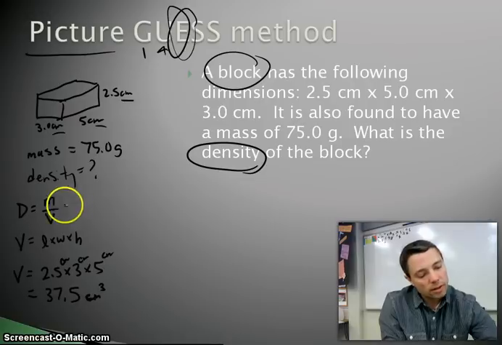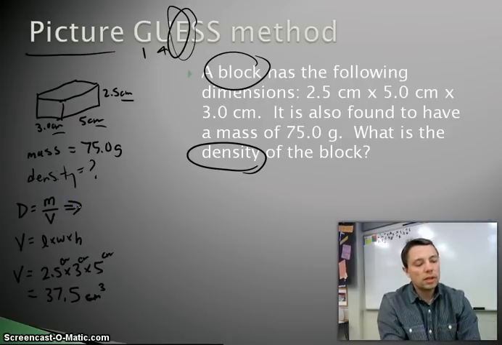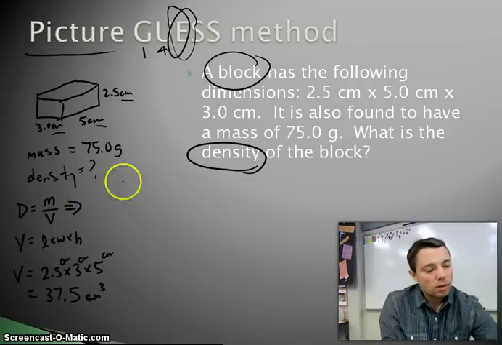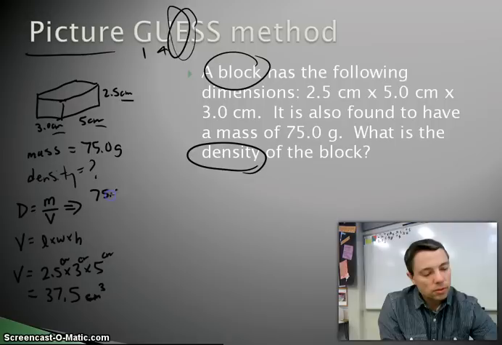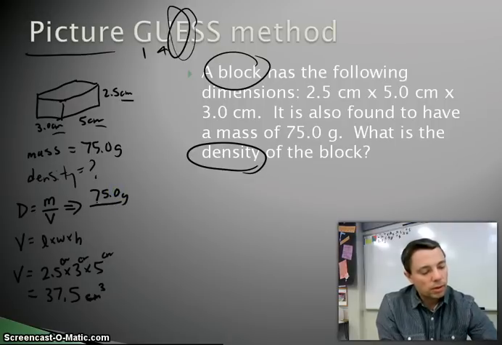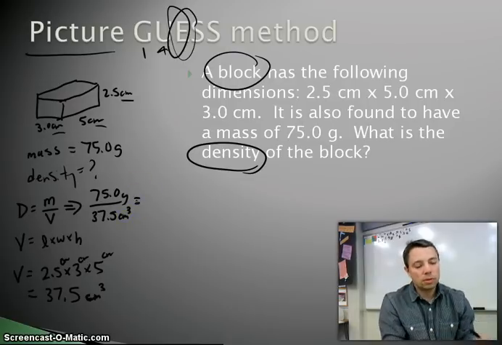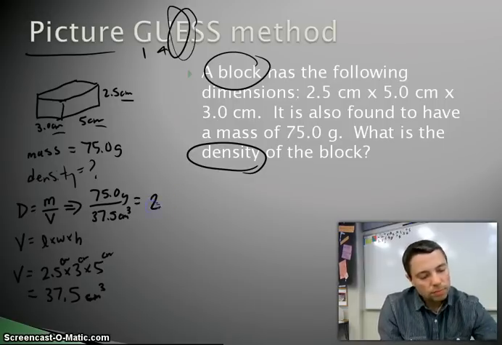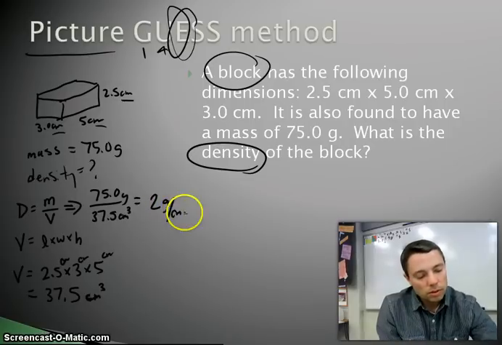I'm now going to go back and try to find the density by taking the mass and dividing it by the volume. So 75.0 grams divided by the volume, 37.5 centimeters cubed. Okay, so I'm going to get my answer now when I take 75 divided by 37.5. And I get an answer of 2. The label would be grams per centimeters cubed.